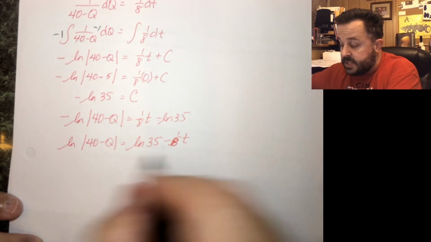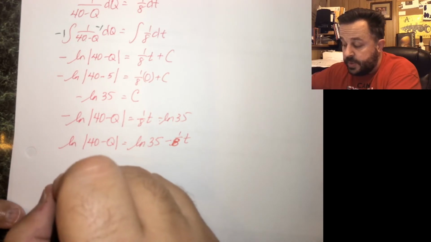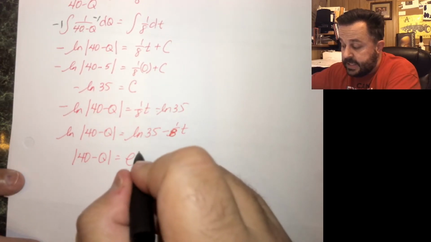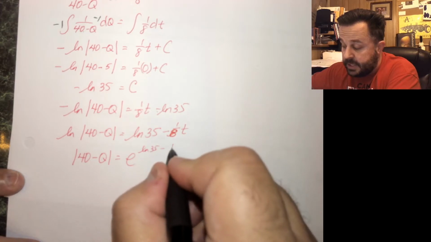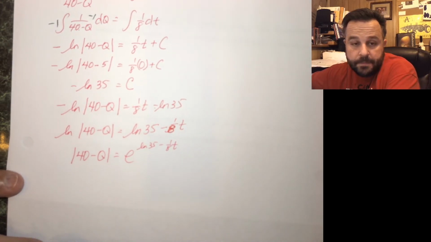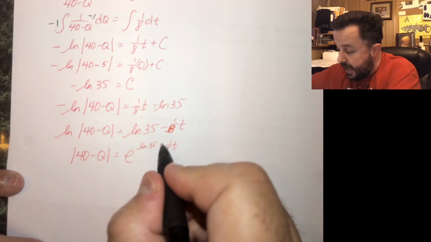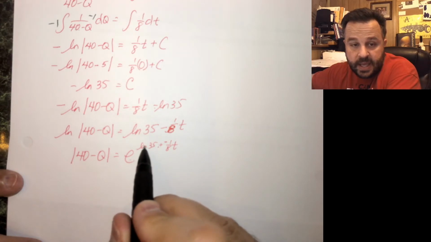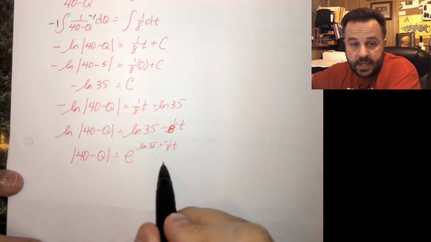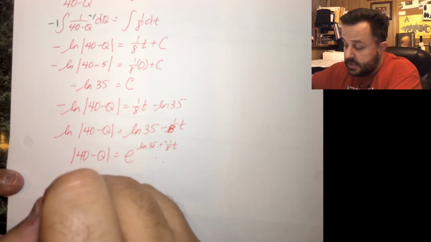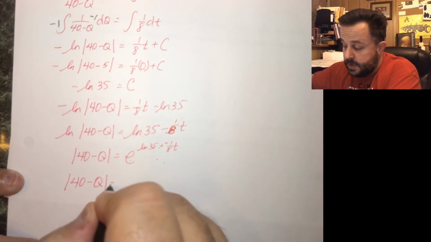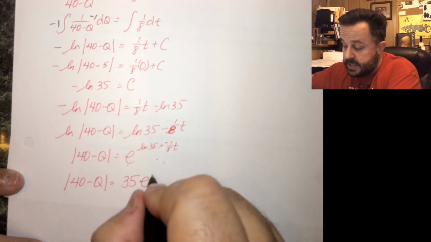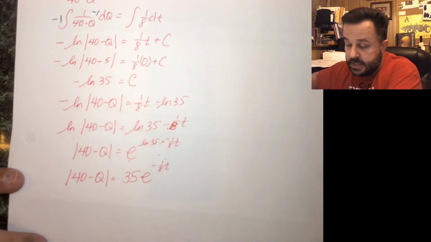To cancel the ln, we exponentiate both sides, so the e will cancel with the ln, giving me the absolute value of 40 minus q. And on the right hand side, I get e to the, I'm going to go ahead and write it, ln of 35 minus 1/8 t. And let's not forget this minus is really just adding a negative. And the reason I wrote that is because I can now split this into e to the ln of 35 times e to the negative 1/8 t. So the e to the ln of 35 just becomes 35 times e to the negative 1/8 t.